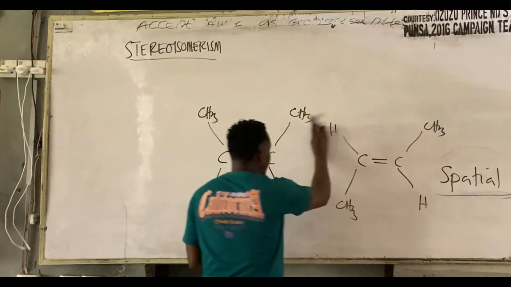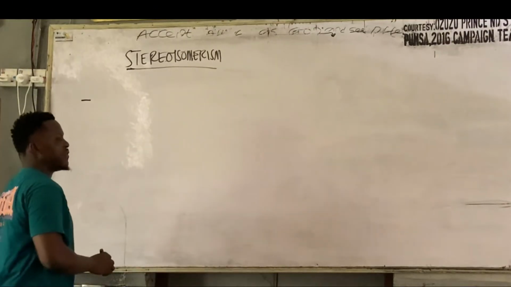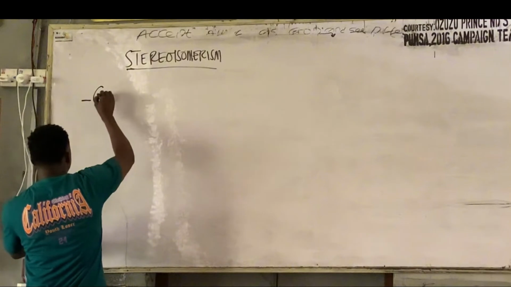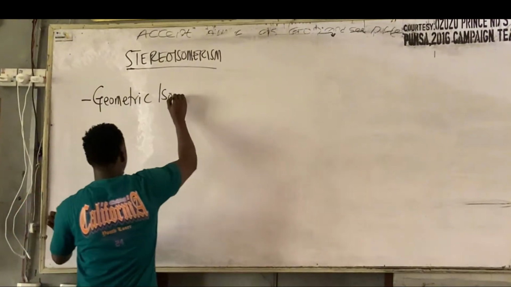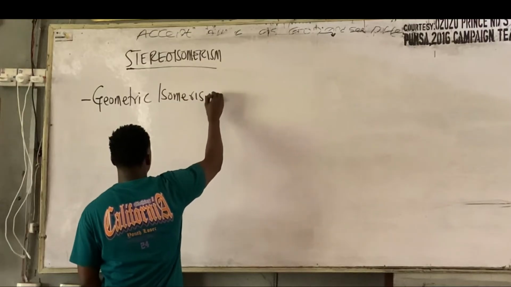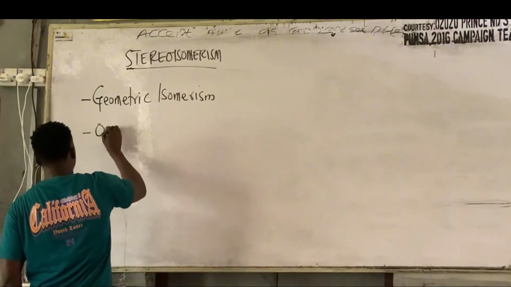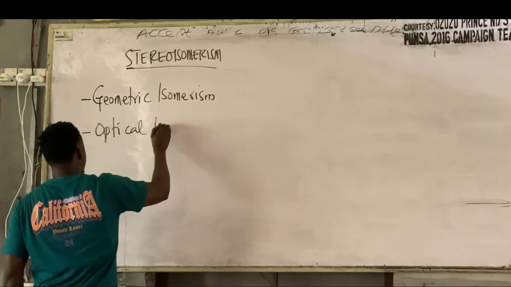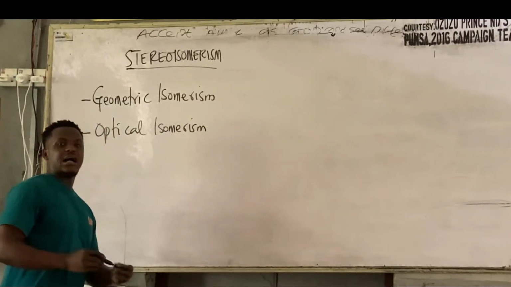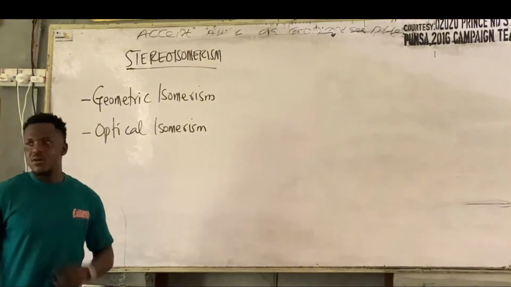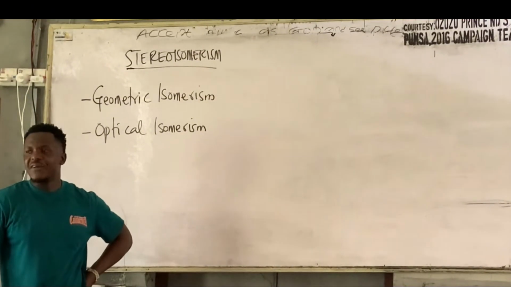Okay, types of stereoisomerism. We have geometric isomerism and optical isomerism. We have geometric, we have optical.